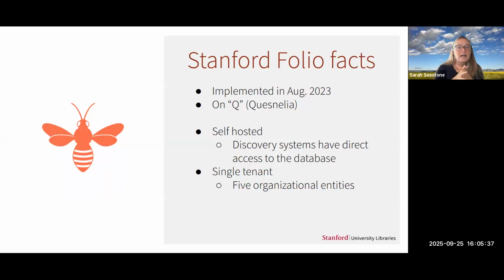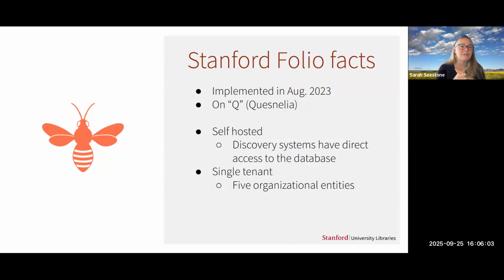Some Folio facts. I think what's most interesting maybe on this slide is that we are self-hosted. And so that means that our discovery systems have direct access to the database. Most discovery systems have to rely on APIs that are available. We do not. So that will be exposed in slides to come.